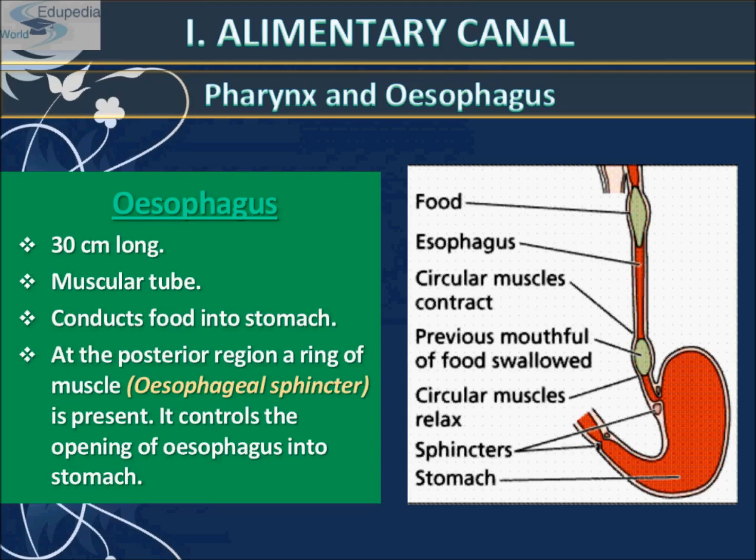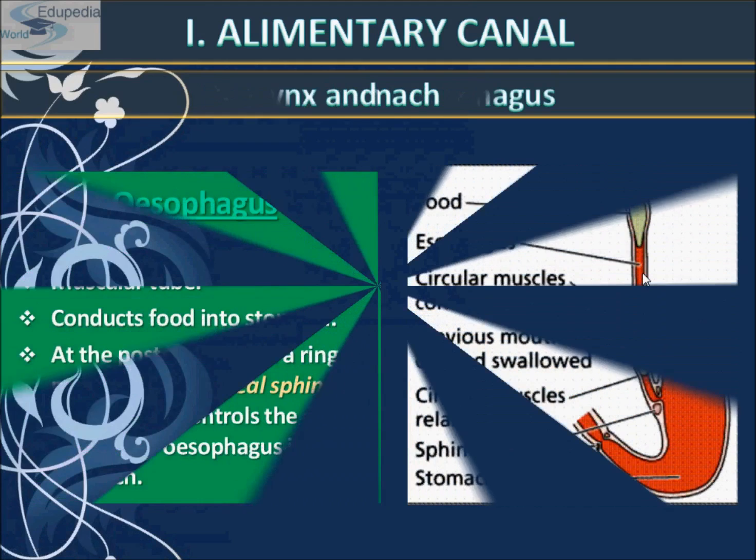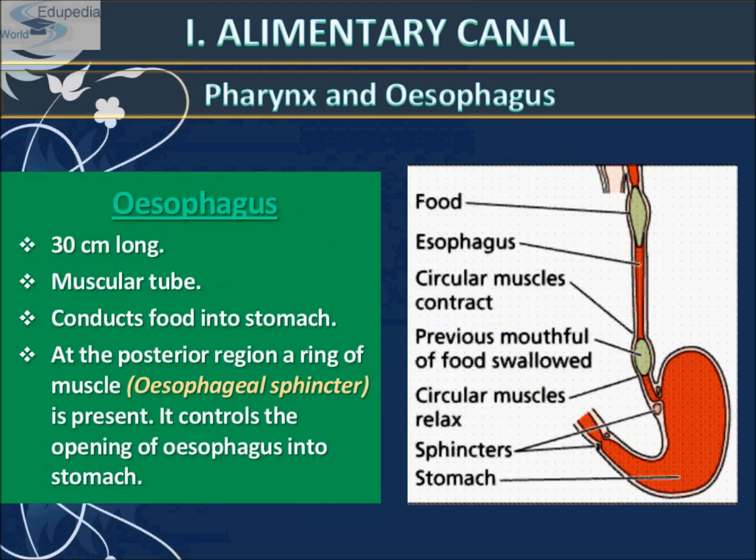As you can see, this is a food bolus that is entering from the mouth, and this is the esophagus. It enters the esophagus, and by the action of peristalsis, or circular muscle contraction, it reaches the proximal part of the stomach. And this is the sphincter that regulates the opening of the stomach, and thus finally it enters the stomach.